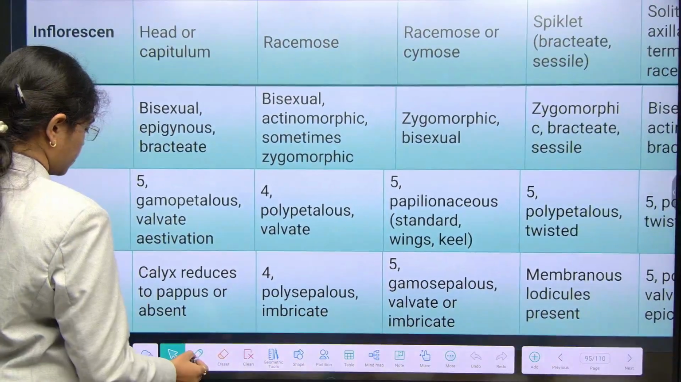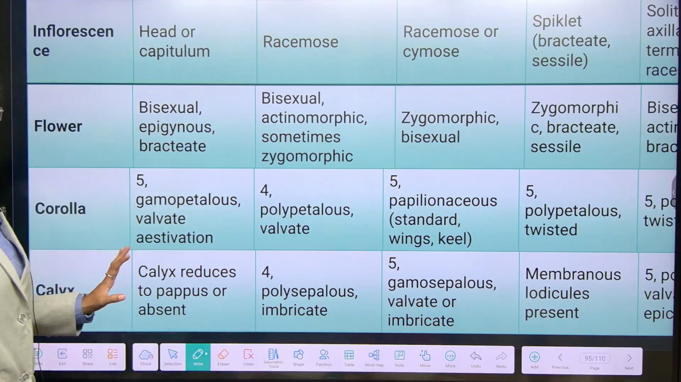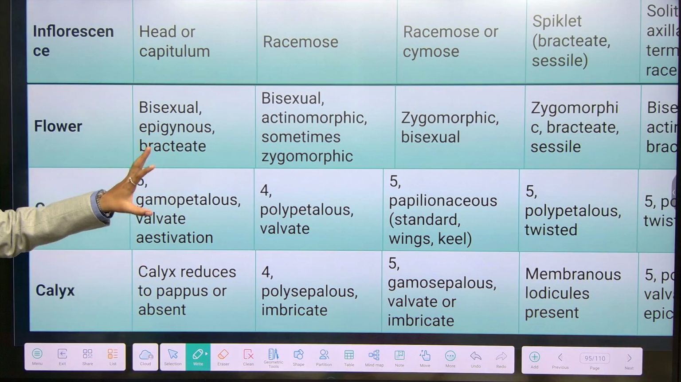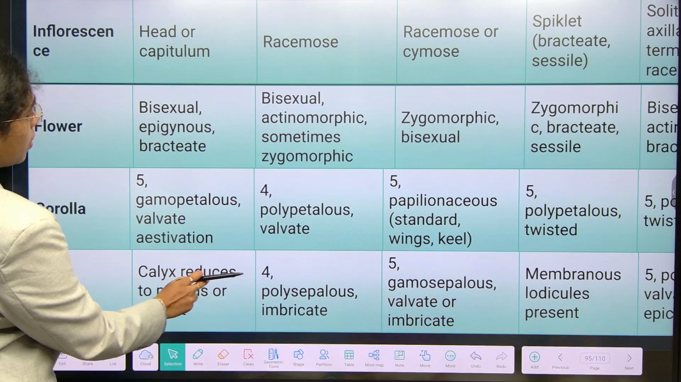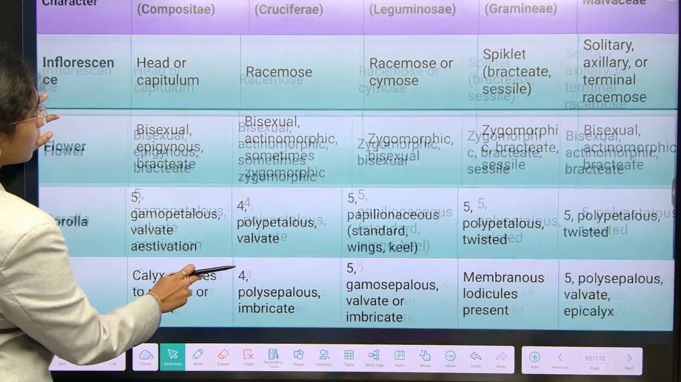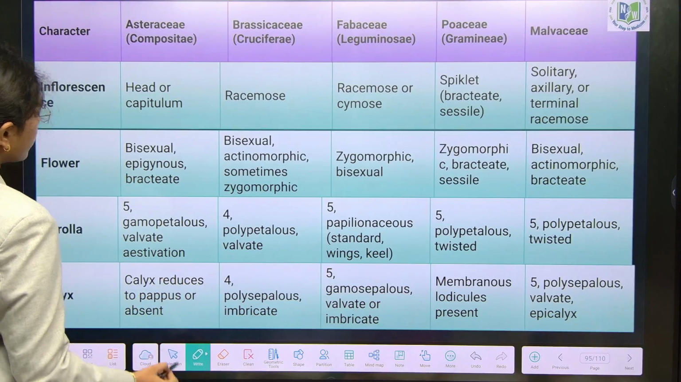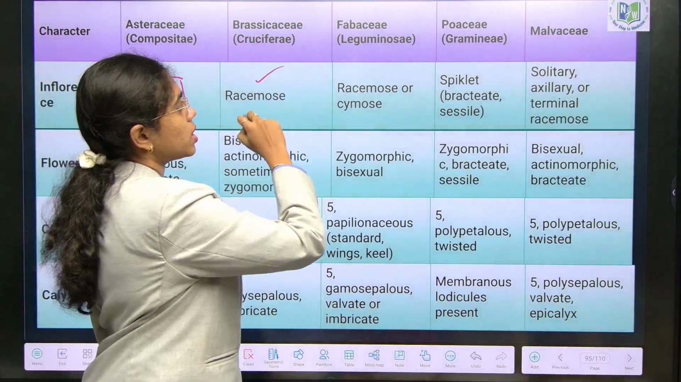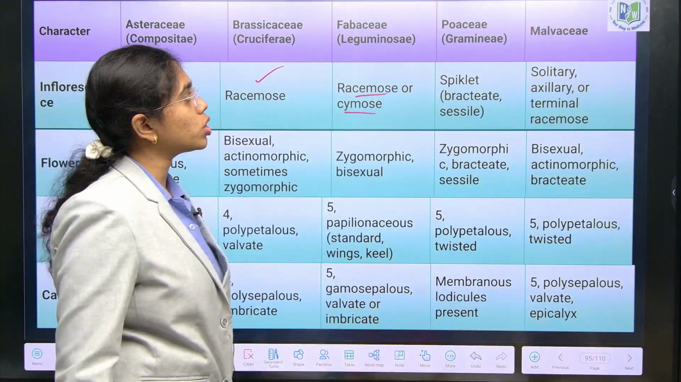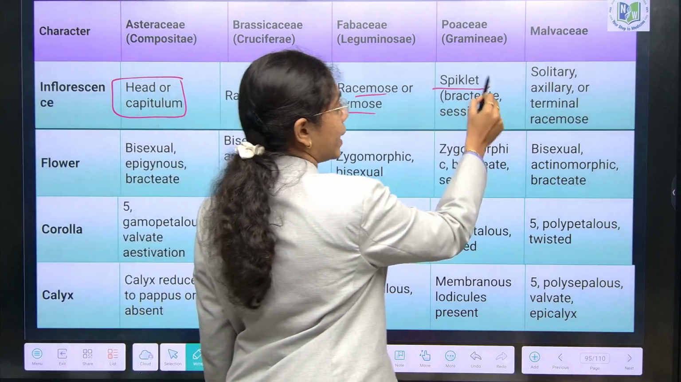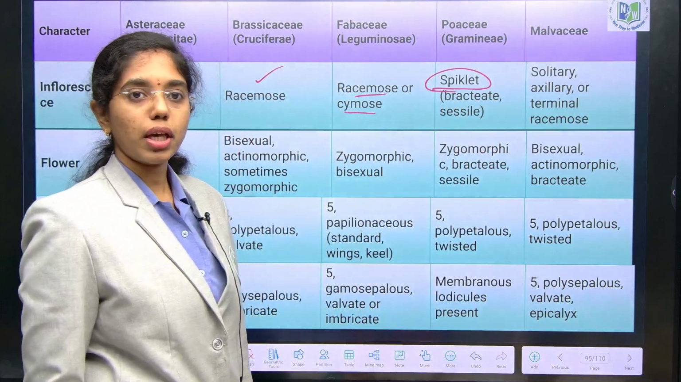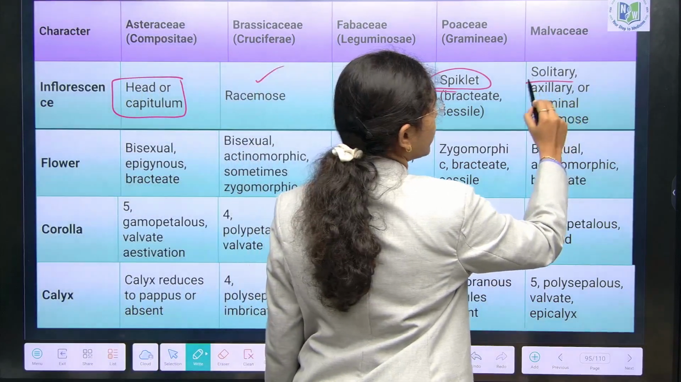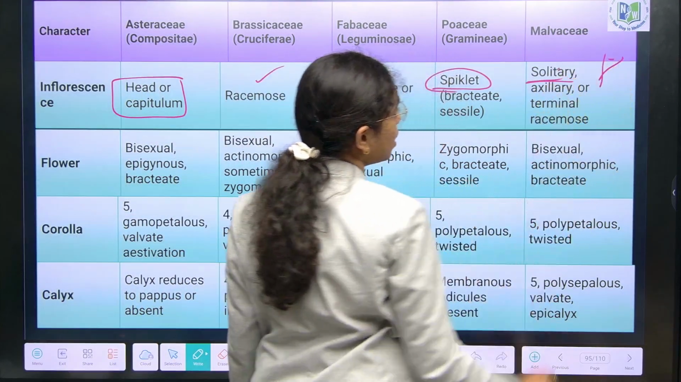Inflorescence. We have already learnt this in floral diagram and floral formula. We are just revising here. Sit straight and listen attentively. Head or capitulum in Asteraceae, racemose type of inflorescence in Brassicaceae, both racemose and cymose you will see in Fabaceae, spikelet you will see in Poaceae. In spikelet inflorescence only, you will see sessile florets, and then a solitary single flower will be arising in Malvaceae.